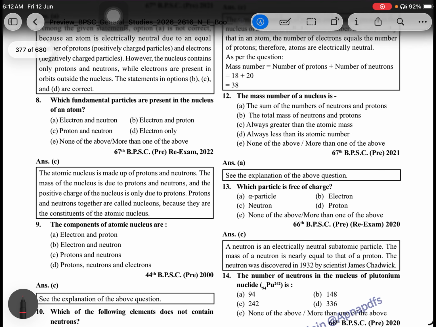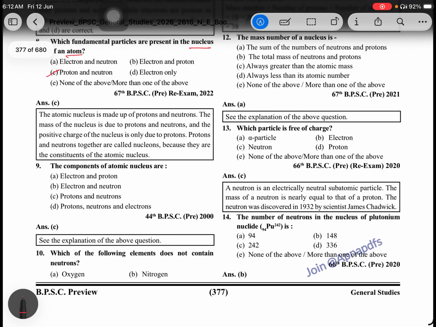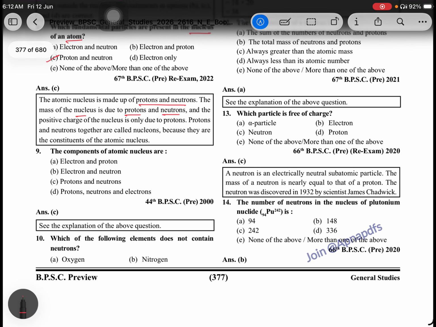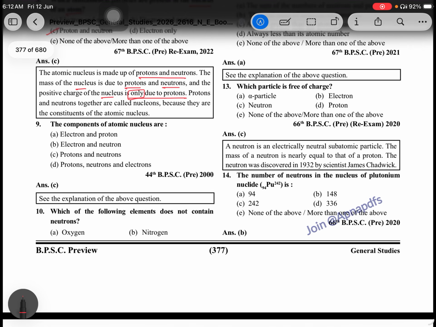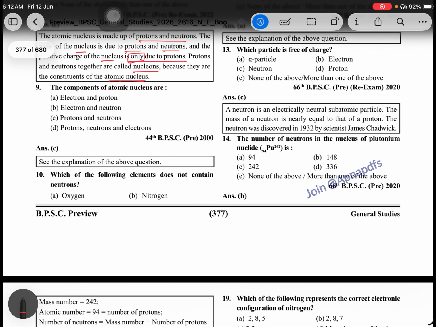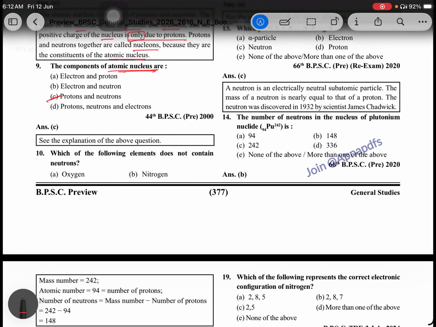Which fundamental particles are present in the nucleus of an atom? That is protons and neutrons. The atomic nucleus is made up of protons and neutrons. The mass of the nucleus is due to the protons and neutrons, and the positive charge of the nucleus is only due to protons. The components of an atomic nucleus are protons and neutrons.